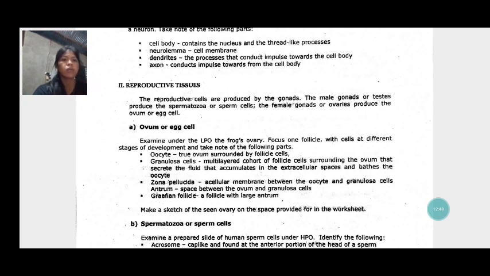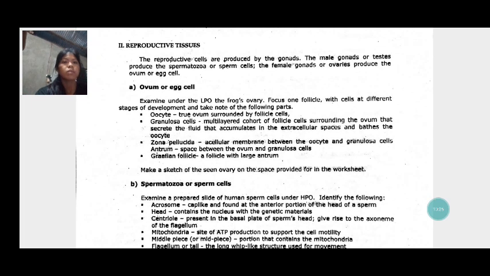Examine under the LPO the frog's ovary. Focus on follicles with cells at different stages of development and take note of the following parts. Oocyte, the true ovum surrounded by follicle cells. Granulosa cells, a multi-layered cohort of follicle cells surrounding the ovum that secrete the fluid that accumulates in the extracellular spaces and bathes the oocyte.